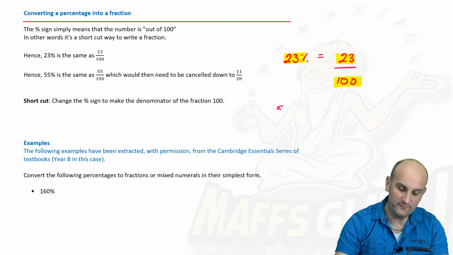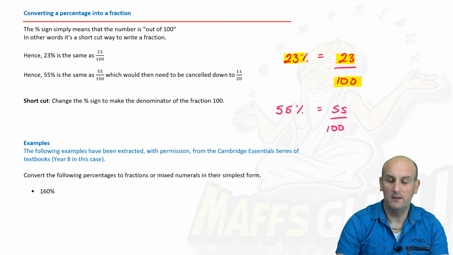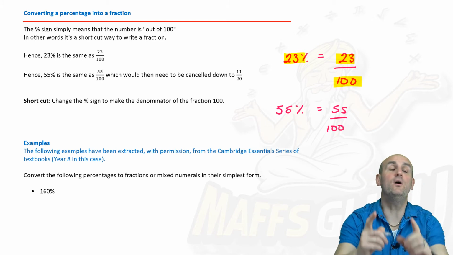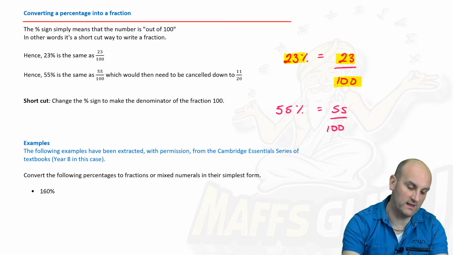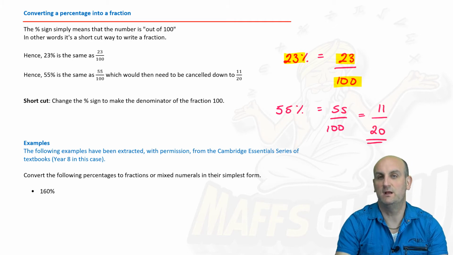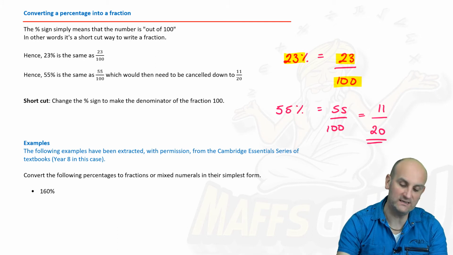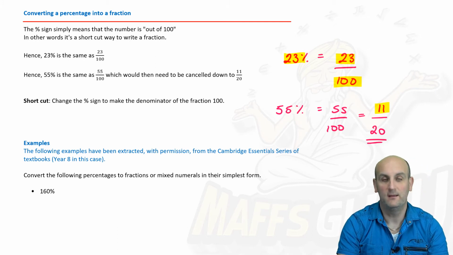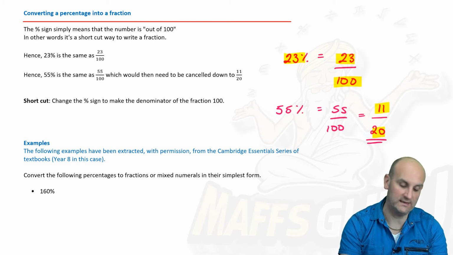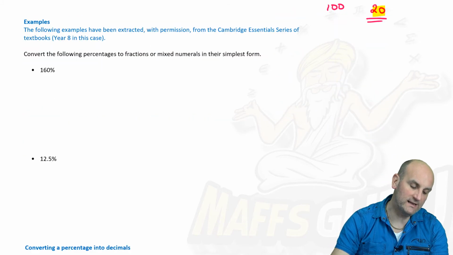What about 55%? Well, again, that becomes 55 on 100. Would we leave our answer like that? No, probably not. Why? Because they can both be divisible by 5. Yes, and we would have to cancel down. So cancelling these down, dividing both the top and bottom by 5 gives me 11 on 20. And in fact, that is my lowest value. How do I know this? Well, actually 11 is a prime number and 20 is not in the 11 times table. So there's no way that's going to go any further down. So that's the general idea. Let's do some examples here.